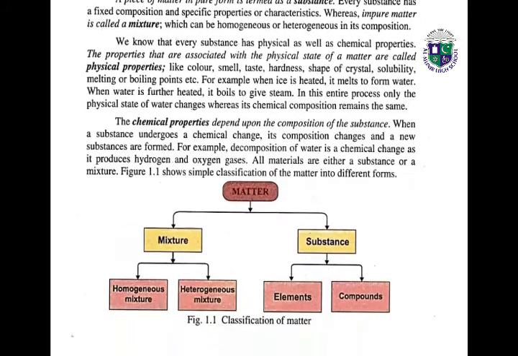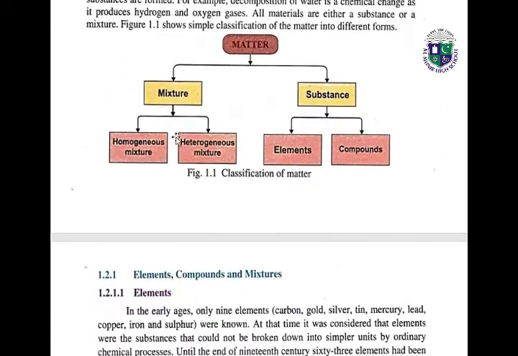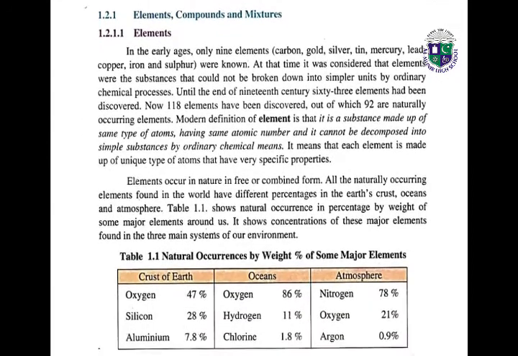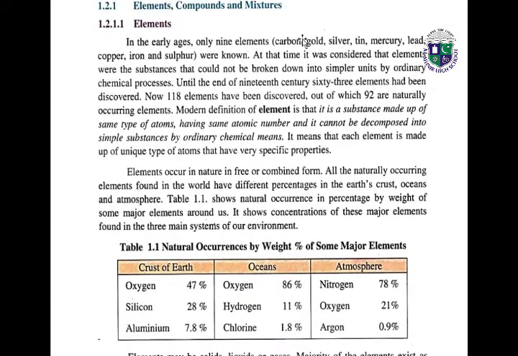So this chart represents matter and its types: mixture and substance. Mixtures can be homogeneous or heterogeneous. Substances are divided into elements and compounds. Now students, look at the definition of element. What is an element? The modern definition of an element is that it is a substance made up of the same type of atoms having the same atomic number, and it cannot be decomposed into simple substances by ordinary chemical means. So this is the definition of an element.